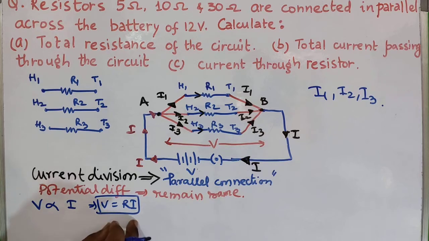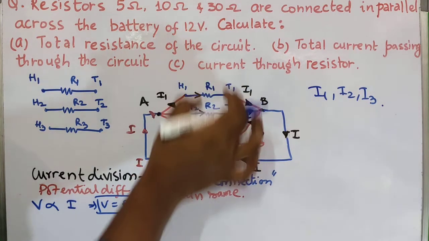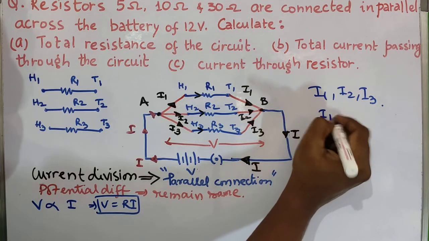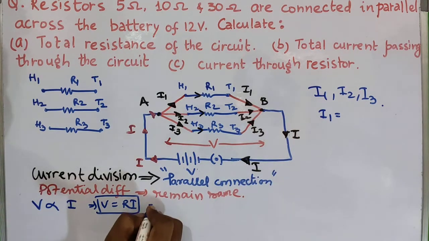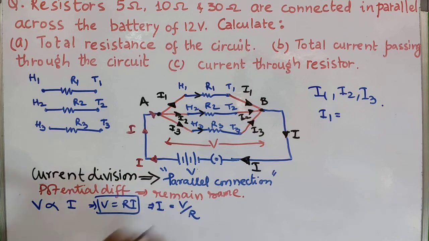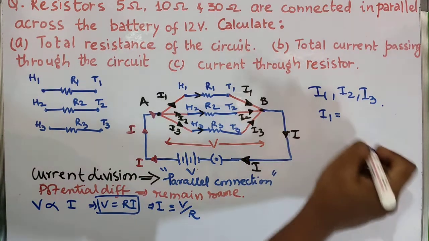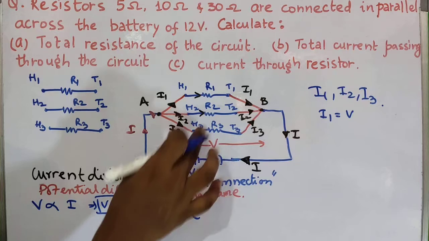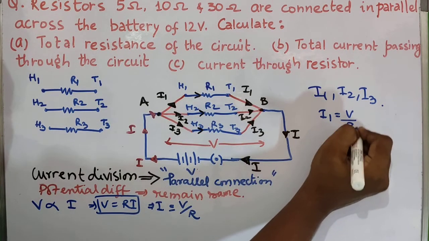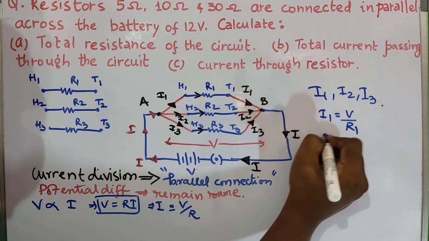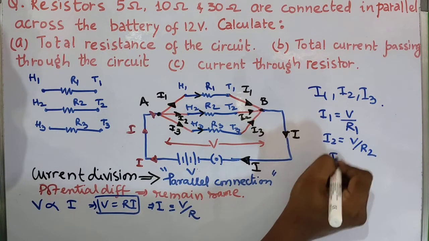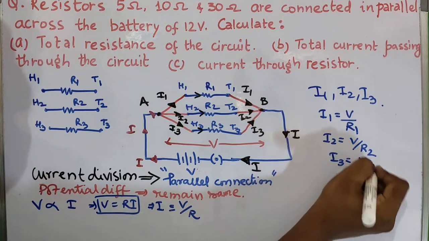So by using this, when I know the potential difference across each resistor, which is V, can I write the value of I1? What is the value of I from this formula? I is equal to V by R. So what is the formula of I1? I1 is equal to V, the voltage is going to be the same, and the resistance R1. I2 is V by R2. I3 is V by R3.